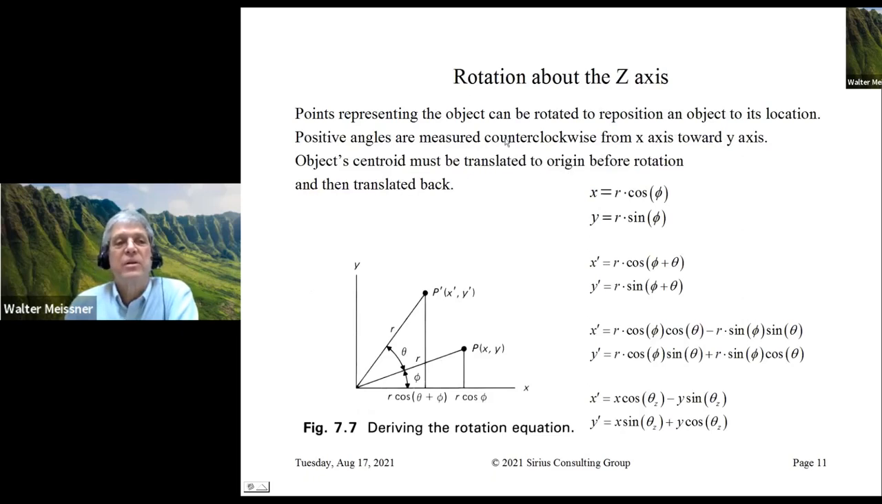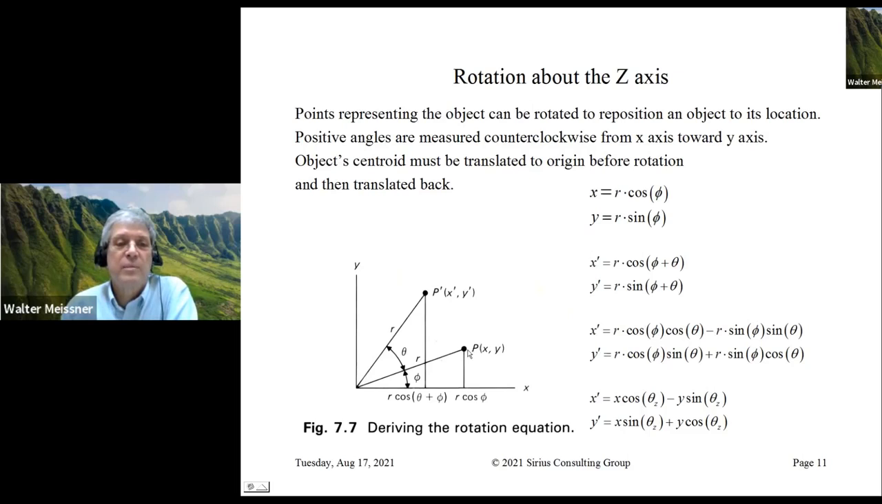All right, so the third thing is rotation of an object. Here's the rotation about the z-axis. The points representing the object can be rotated to reposition the object. Positive angles are measured counterclockwise from the x-axis toward the y-axis. The object's centroid must be translated to the origin before rotation and then translated back if you want to rotate it about the centroid of the object.